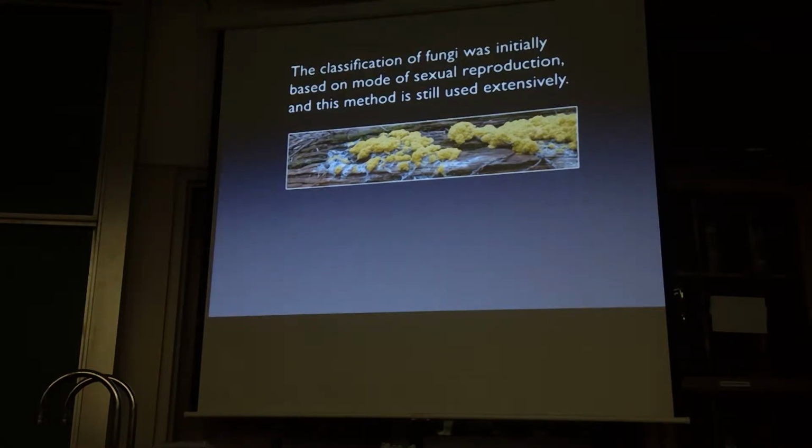So originally fungi were classified based on their mode of reproduction, specifically their mode of sexual reproduction. There were several groups of fungi, and then there were these fungi that were called the fungi imperfecti that couldn't reproduce sexually. That is an unreal grouping.